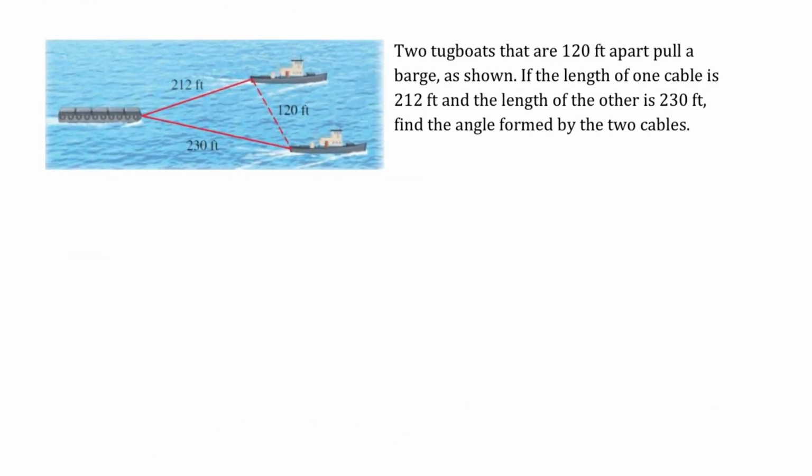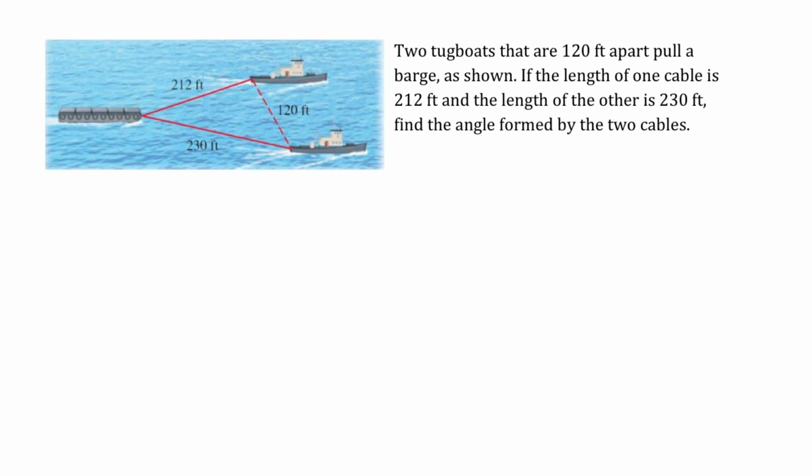So here's a second example. Final exam gems. So two tugboats that are 120 feet apart pull a barge. So these two tugboats are pulling this barge. If the length of one cable is 212 feet, which is listed here, and the length of the other is 230 feet, find the angle formed by the two cables. And they're telling us also that they are 120 feet apart.